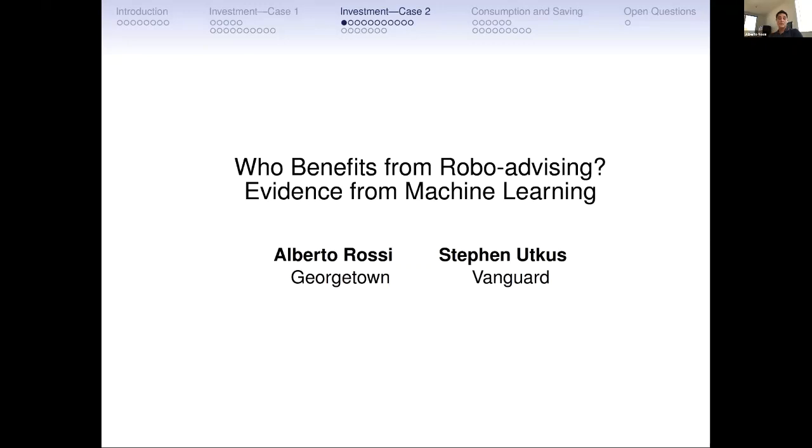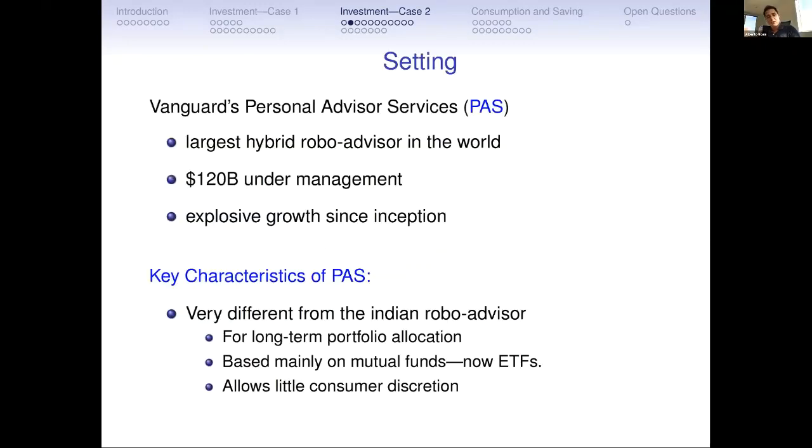robo-advising that is titled "Who Benefits from Robo-advising? Evidence from Machine Learning." And the idea here was to try to understand what are the effects of a very modern, sophisticated robo-advisor.